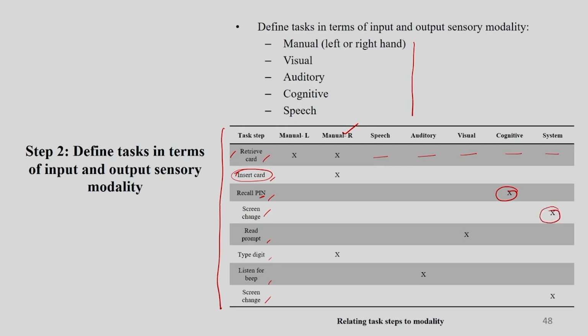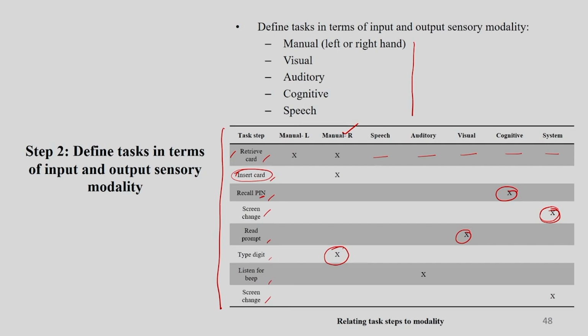Now read prompt. How are you reading? You are looking, getting the information, so you are perceiving the information through your vision, right? So this sensory information is required, so it's visual. Now again what are you doing? You are typing the digits, because you are typing the PIN, whatever you remembered in the previous step. If it is a right-handed person, of course he or she will do it with the right hand. Then you are waiting for the response.